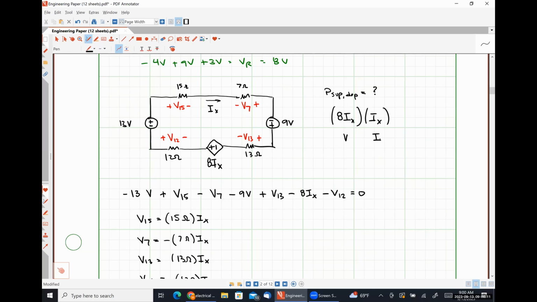So to calculate supplied power, it's just I times V if the current is flowing into the negative polarity terminal. And our current Ix is indeed flowing into the negative polarity terminal of that dependent source. So just 8 times Ix, or as Christina suggested, 8 Ix squared.